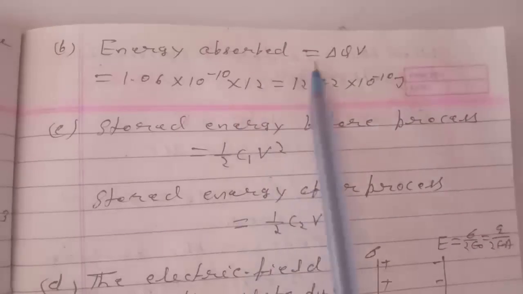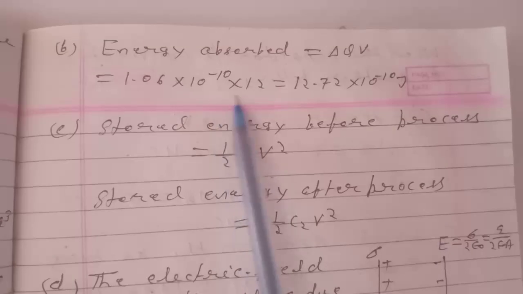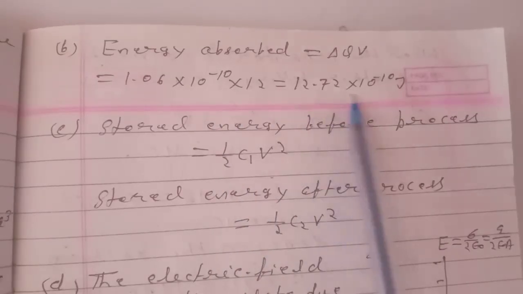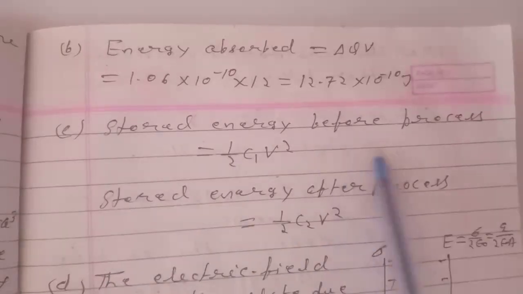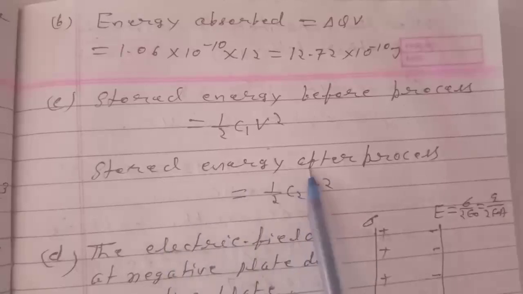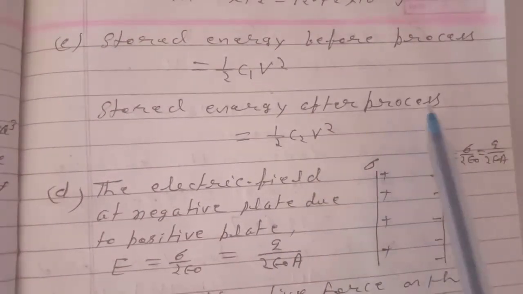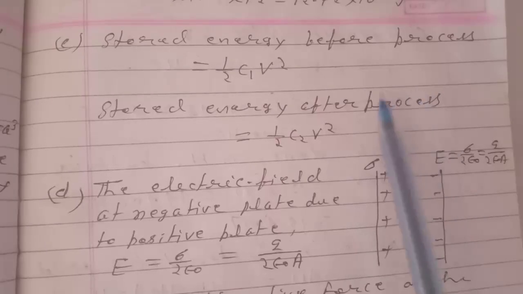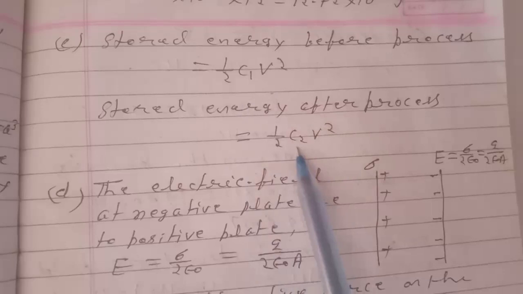So this is the value of charge flown. Next, B, energy absorbed by the battery equals delta Q into V. So 1.06 into 10 to the power minus 10 into 12 gives 12.72 into 10 to the power minus 10 joule. C, stored energy before the process is 1 by 2 C1 V square, and stored energy after the process is 1 by 2 C2 V square, because the capacitance is changing. So we are using this formula. Initial capacitance is C1 and final is C2.